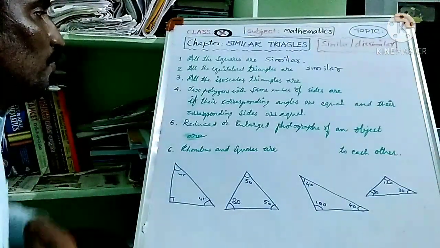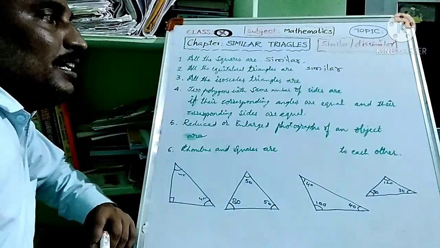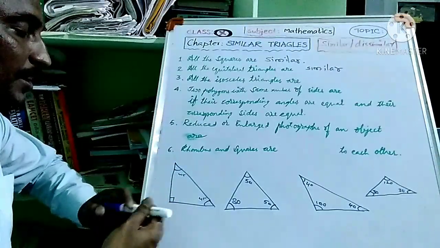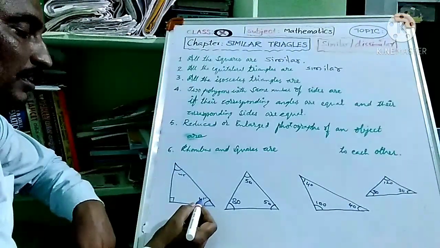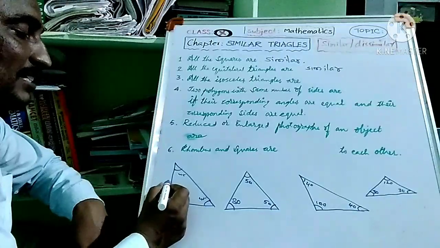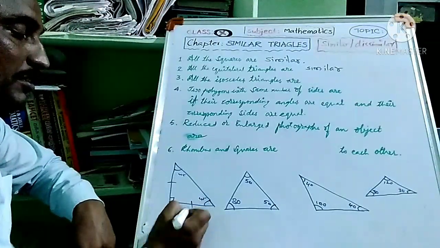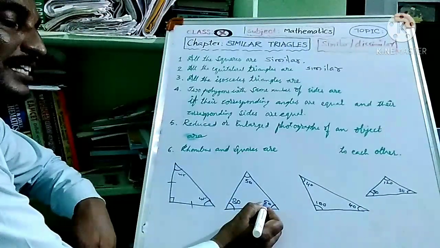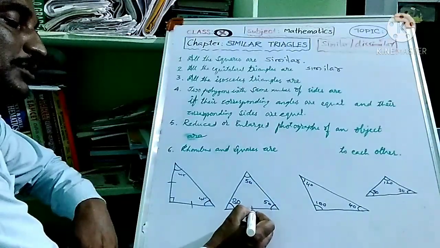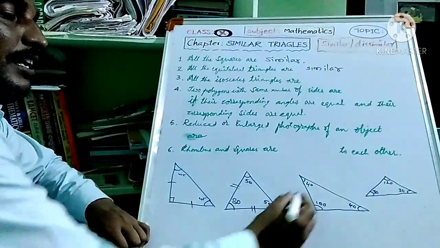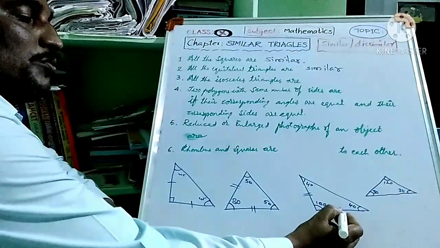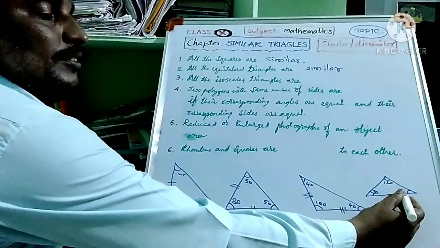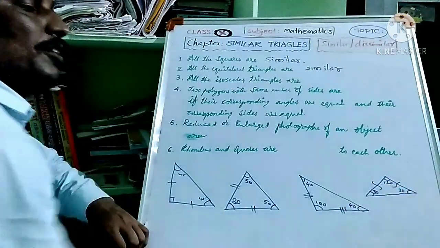Now observe whether all the isosceles triangles are similar or dissimilar. Here is an isosceles triangle with angles 45, 45. The sides opposite the equal angles are equal. And here 50, 50: two angles are equal, so it is an isosceles triangle. Next 40, 40, and 30, 30, means these two sides are equal.